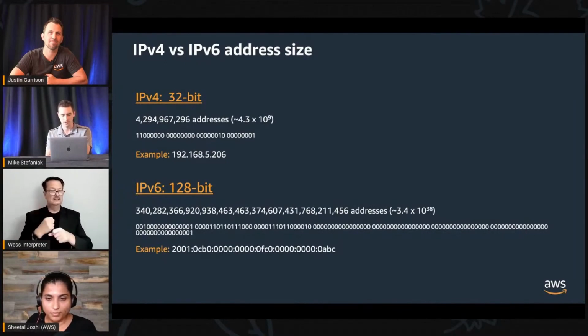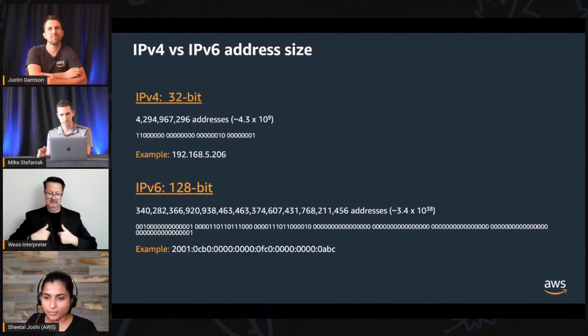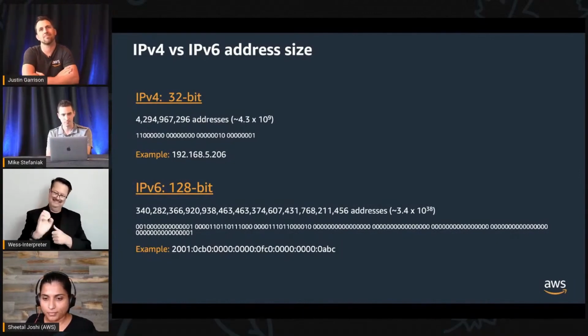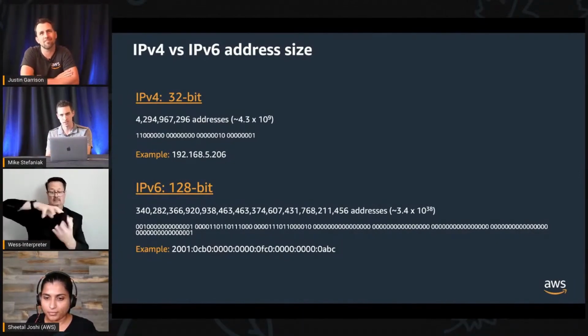The other stat is the Earth is 4.5 billion years old. If you were assigning IPv6 addresses at a rate of 1 billion every second, since the Earth was formed, you've only used a trillionth of the IPv6 space. So it's a very large number. It's unlikely to run out in any of our lifetimes.